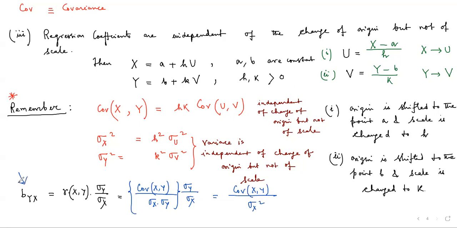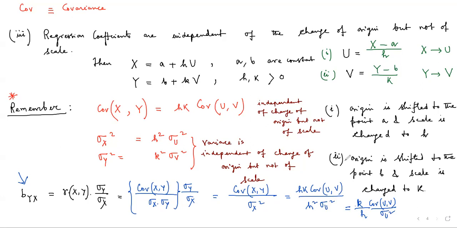So if you are careful enough, if in the examination you are asked what is the connection between byx and covariance, you will have to tick on this. And you see that I can replace these quantities over here. Covariance of xy is hk covariance of uv. So I can put it over here, hk covariance of uv. And in place of sigma x square, I can put h square into sigma u square. So what do we get? We get k by h covariance of uv by sigma u square.